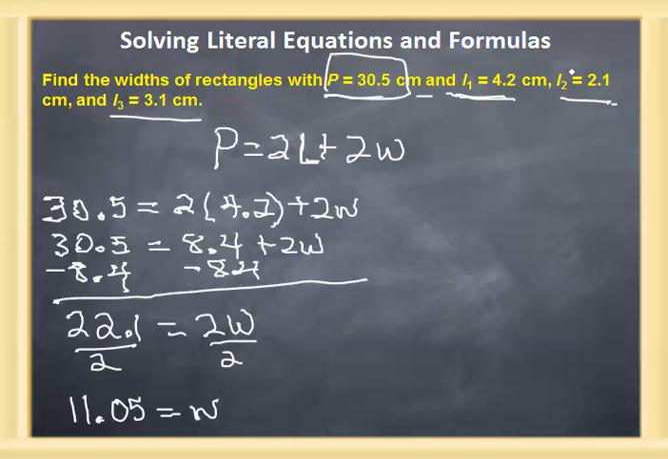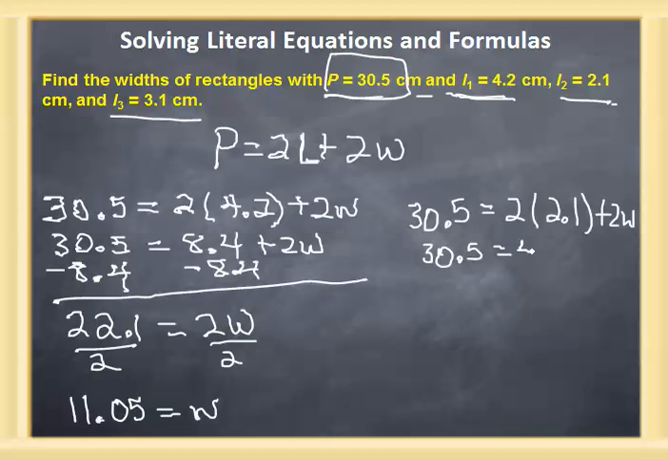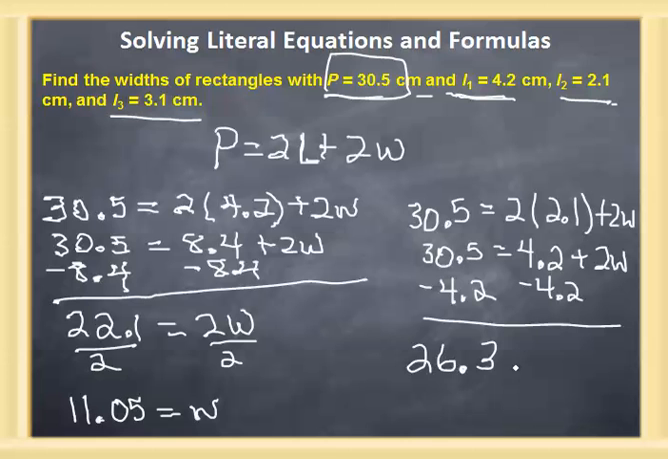So I'm going to do it again, but this time I'm going to use the second one. And what they want you to do is to use all three of these, but we're only going to do two. Okay, so again, we know the P is 30.5, and then 2 times 2.1 plus 2W. Okay, so 30.5 equals 4.2 plus 2W, and then we can subtract each side by 4.2, and I get 26.3 equals 2W, and then I'm going to divide by 2, and I get W is equal to 13.15.